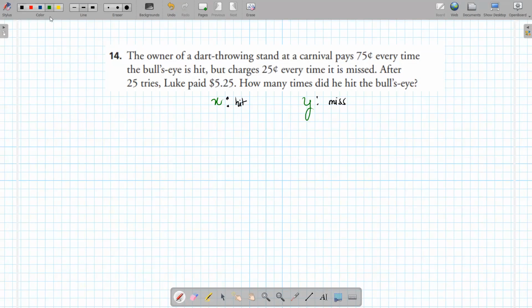This one's tricky. There's going to be two equations, okay? There is going to be two equations in this question. The first equation is the money equation.